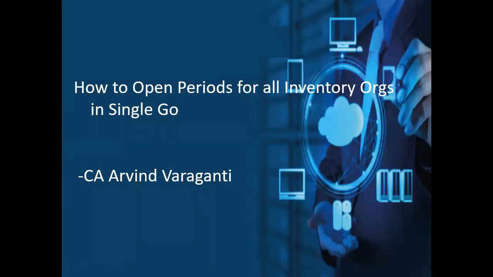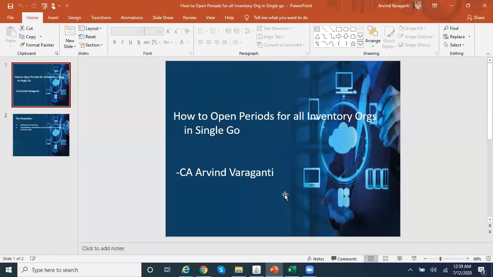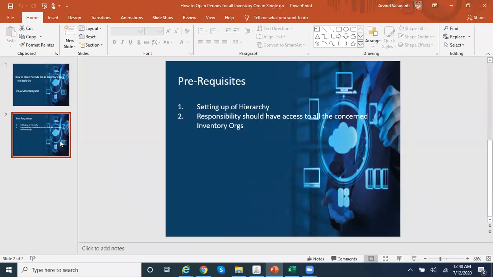In today's video, I'll show you how to open periods for all inventory orgs in a single go. Okay, so a couple of prerequisites: we need to set up something called a hierarchy to group all those inventory orgs, and then we can use a specific concurrent program which will help us in opening the periods for all those inventory orgs which are grouped under the particular hierarchy.